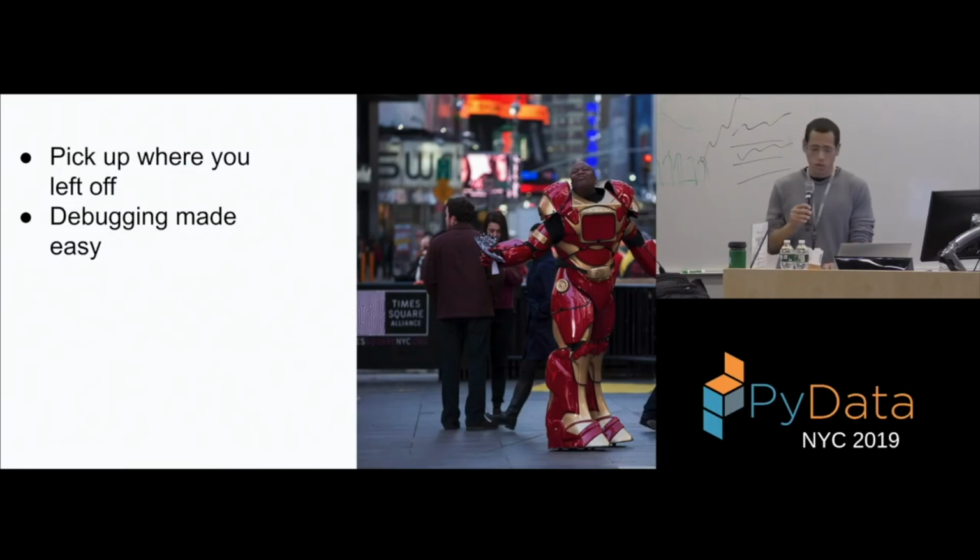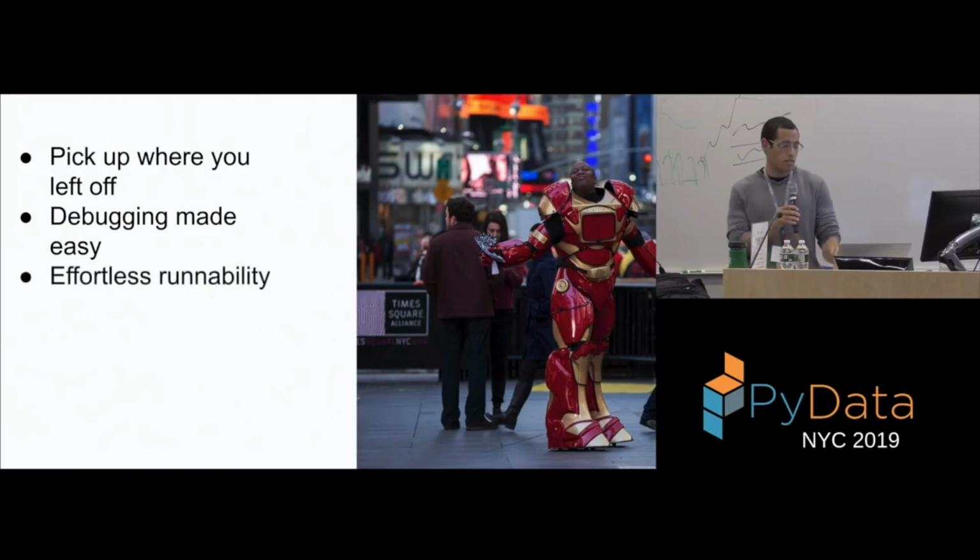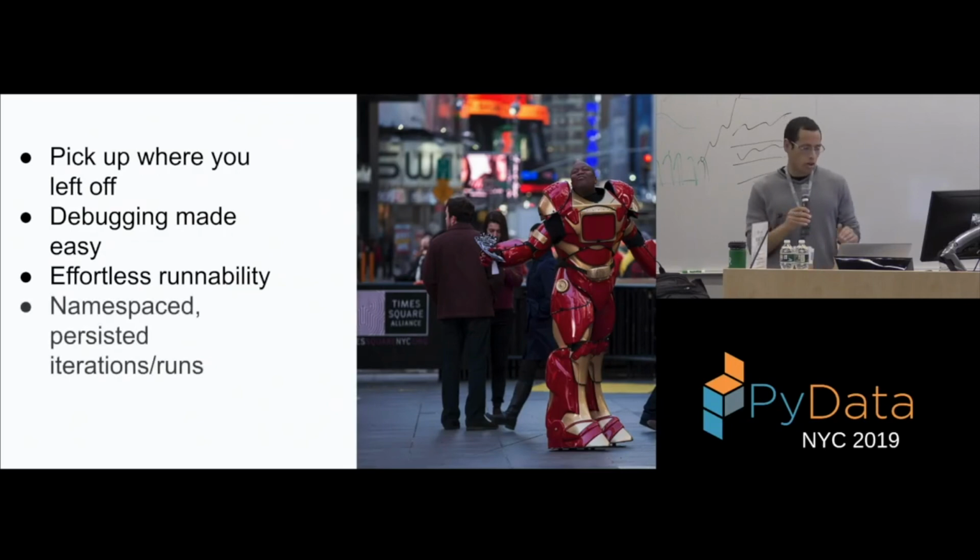When you have a new person joining the team, again relating back to the first point, you have effortless runability. So a person could come in day 1 and start being productive. And in terms of rapid prototyping, all iterations are namespaced and persisted. So you could have multiple streams going at once, and the framework itself keeps track of the experiments and iterations for you.